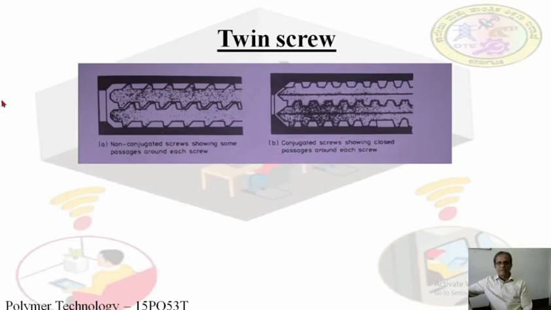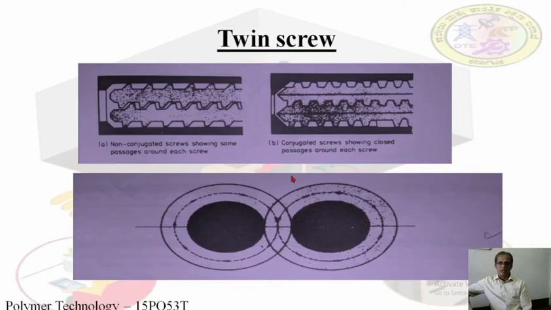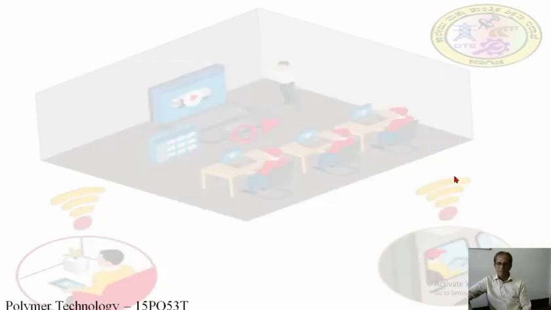The twin screw arrangement is shown here in both these diagrams. This is a non-conjugated screw, that means there is a gap between these two screws. And this is a conjugated screw. See, the screws are intermeshing each other. So this type is widely used. So two types. Now the intermeshing type can be shown from the end view. This is the end view of the screw, and how the intermeshing takes place is shown over here.